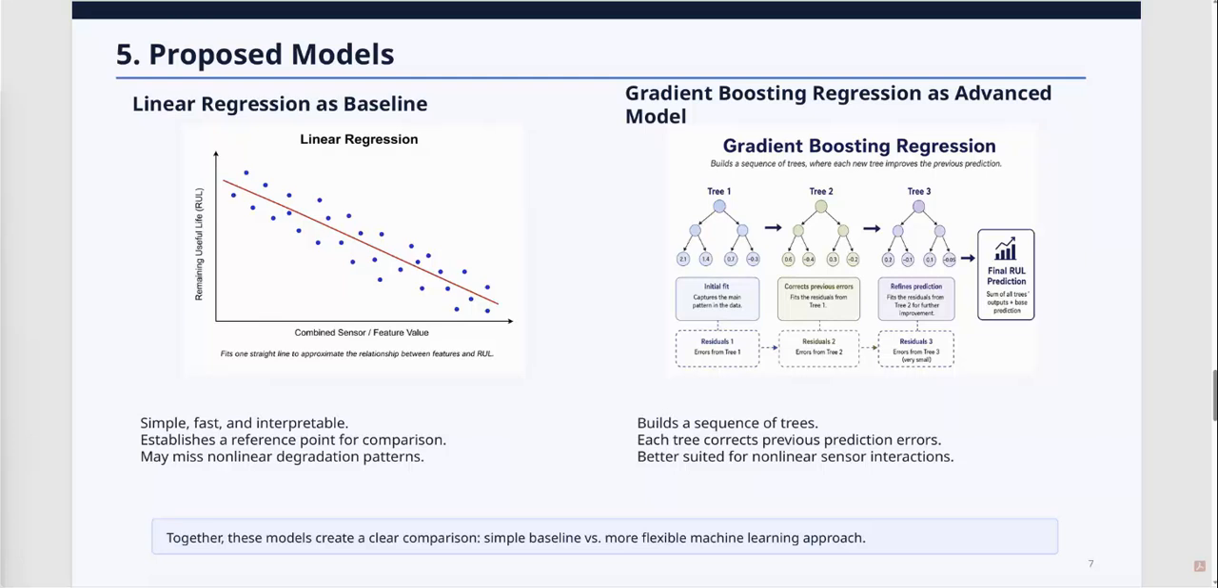For this project, gradient boosting will use the same input features as the baseline model, like operating settings and sensor readings. However, it is expected to capture nonlinear degradation patterns more efficiently and produce more accurate RUL predictions.